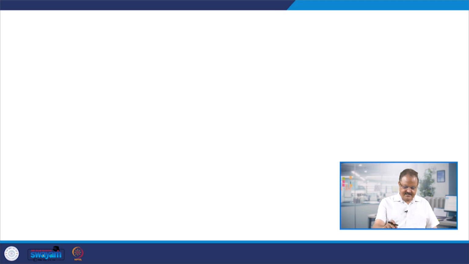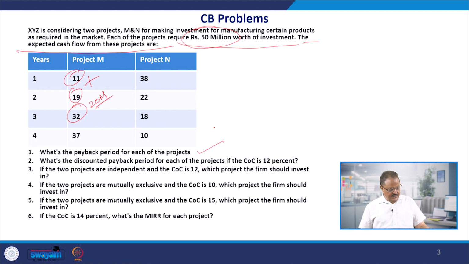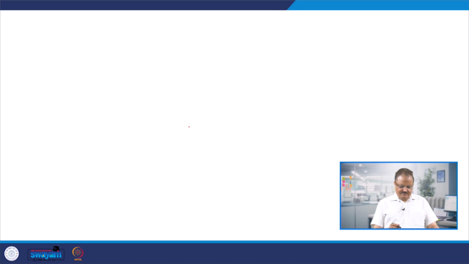Now, we are going to answer the next question. In the next question we are asked, let us go to the problem and see what is the discounted payback period for each of the projects if the COC is 12%. So, now we will be calculating the discounted payback period for each of the projects.